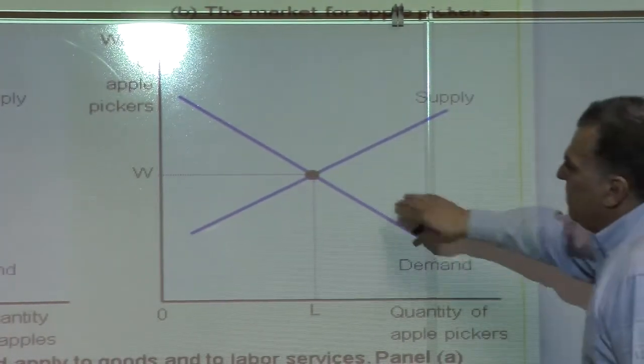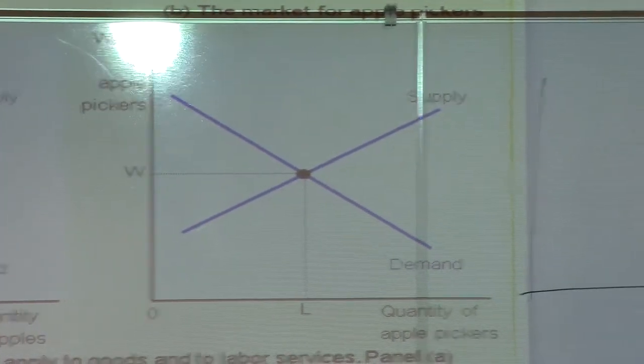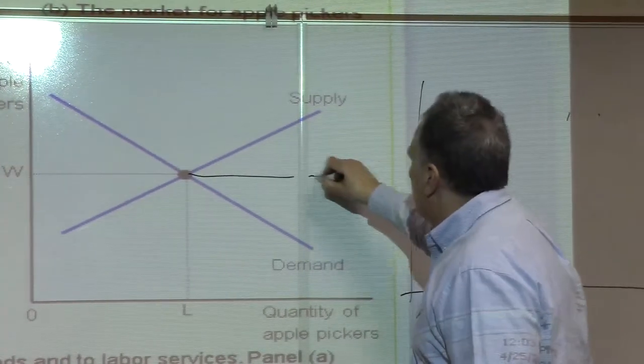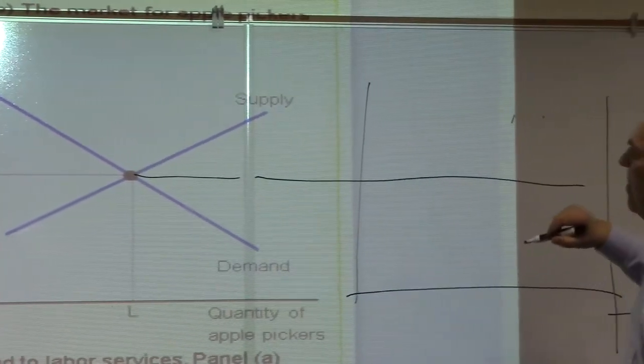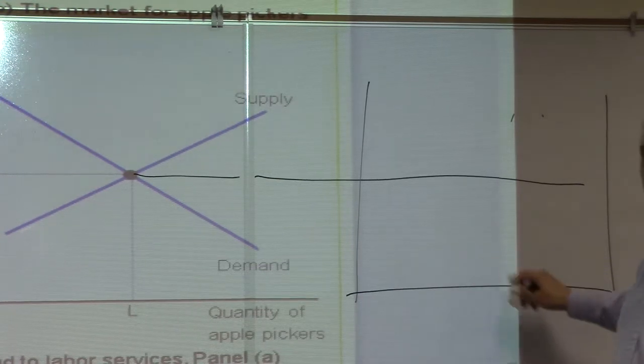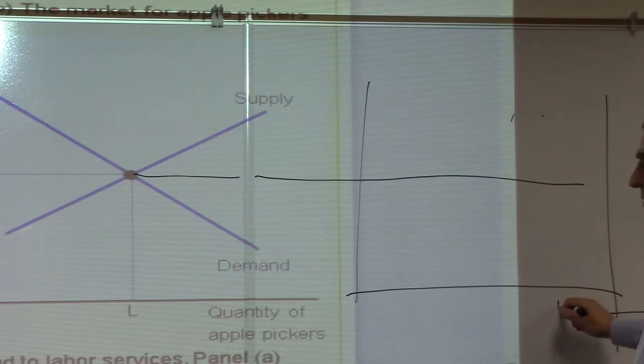Now, carry this labor market over to the individual farm. This wage rate now is given to the farmer, and his decision is to find the optimal number of apple pickers, which maximizes the profits.